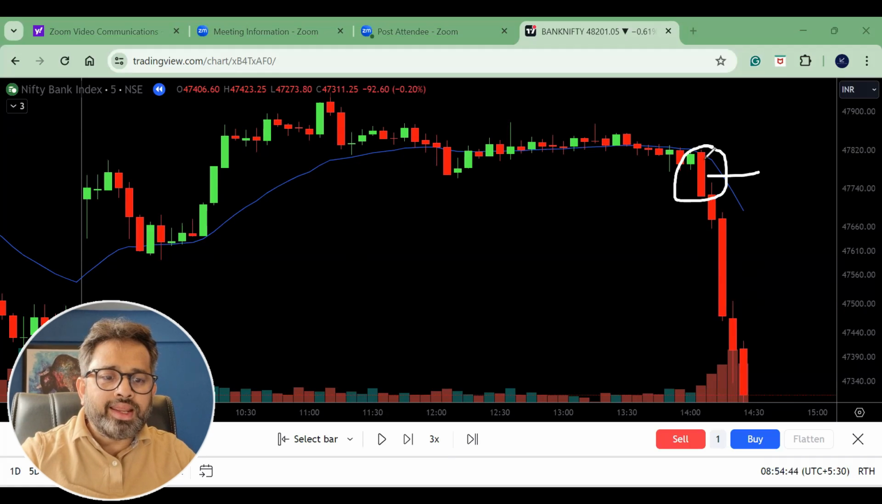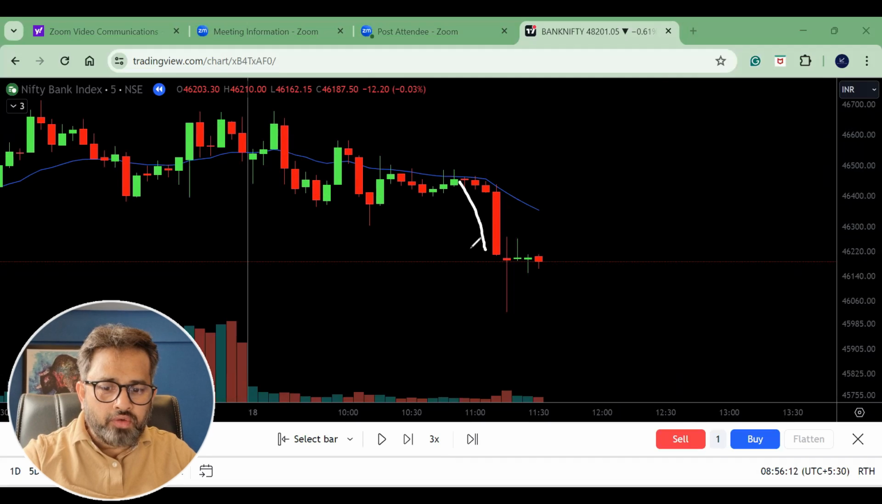Okay, don't take any decision based on just a pin bar. Look for a big full body candle, then only take the decision. This is another example, of 18th March in Bank Nifty. You can see that it made a big fall here, Bank Nifty. After that, it was making a series of pin bars, right?